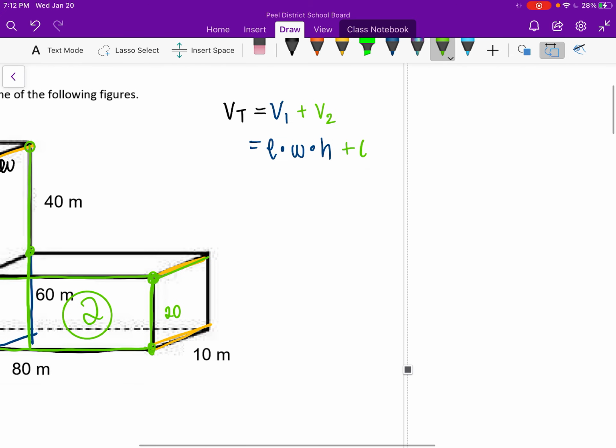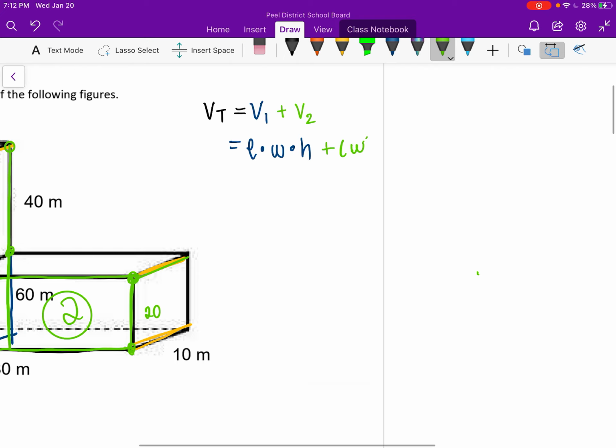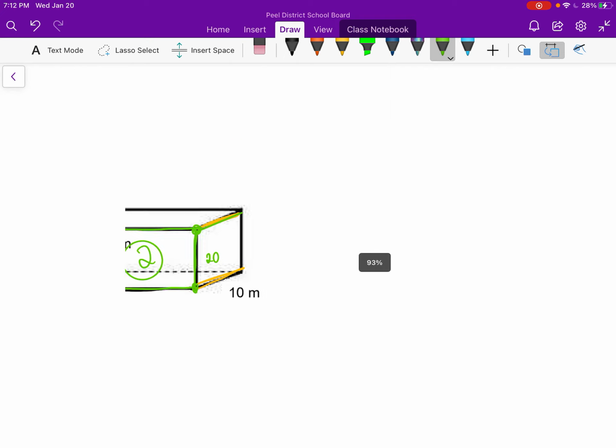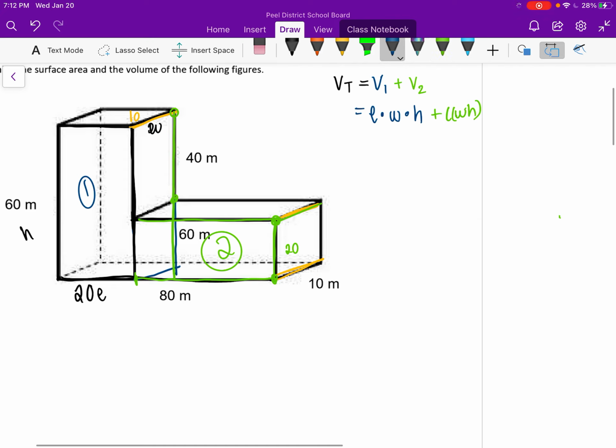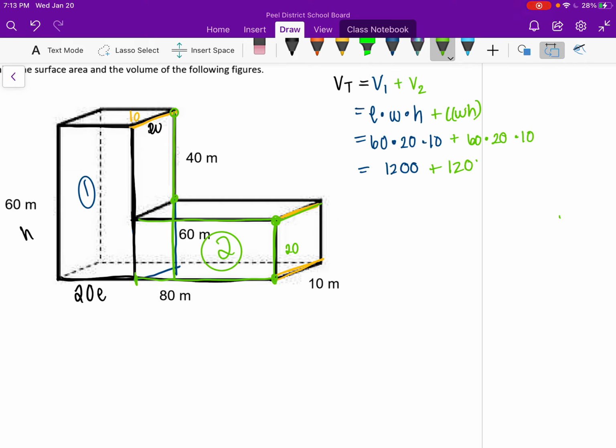I'm just going to put this in the formula. So it's going to be the length, width, height of the green. So my length for the first one is 60 by 20 by 10. And then for the green one, it's just going to be 60 by 20 by 10. And by some miracle, they happen to be the same, right? But I know that the blue box is 1200. The other box is also 1200. I'm going to add those two together. I'm going to get 2400 meters cubed.